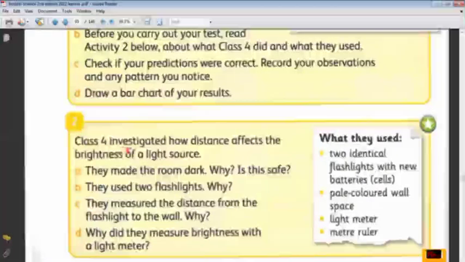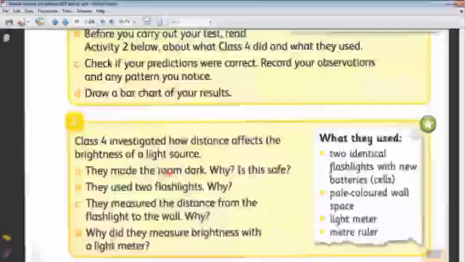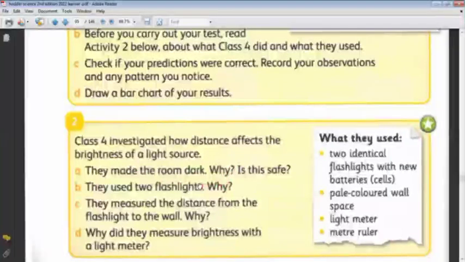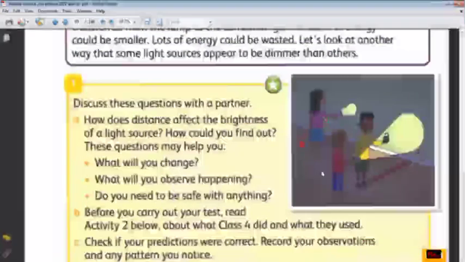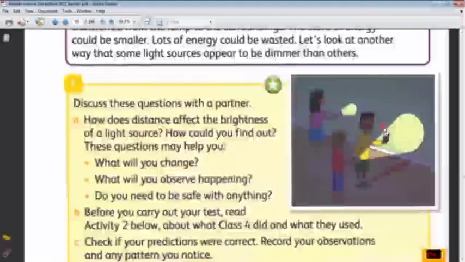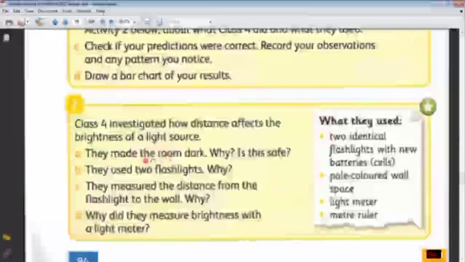Class 4 investigated how distance affects the brightness of a light source. They made an experiment or investigation to know how the distance affects the brightness of the light. The first thing that they did, they made the room dark. They will make an experiment by using 2 identical flashlights with new batteries, a pale colored wall, a light meter and a ruler. Okay, so they start by making the room dark.